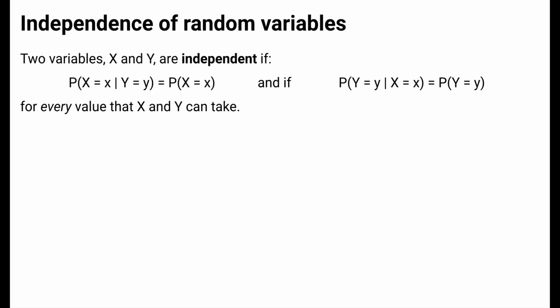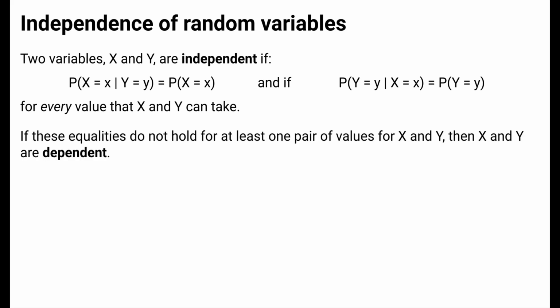Just like events can be independent or dependent, random variables can as well. Two random variables, x and y, are independent if the probability that x takes the value little x, given that y takes the value little y, is exactly the same as the marginal probability that x takes the value little x. And because of the symmetry of independence, the same equality must hold for y given x. And these equalities must be true for all values that x and y can take.